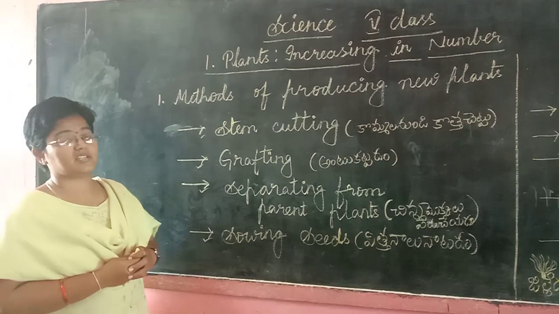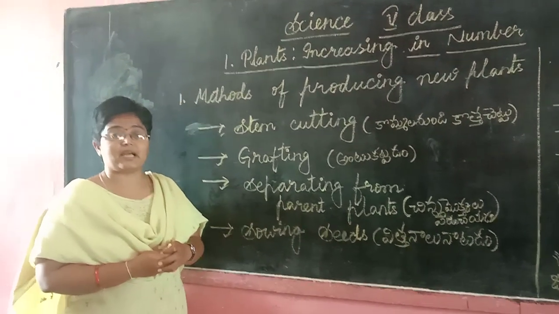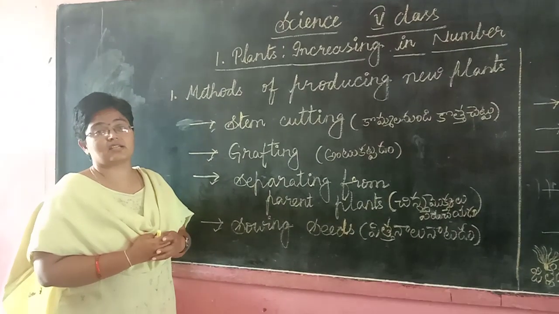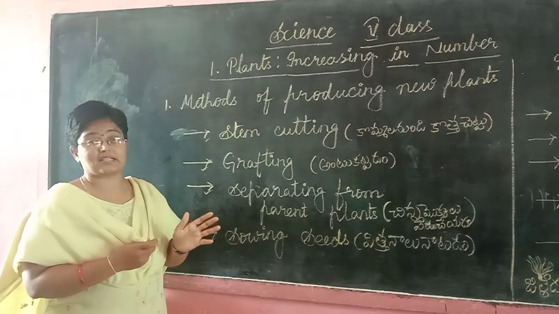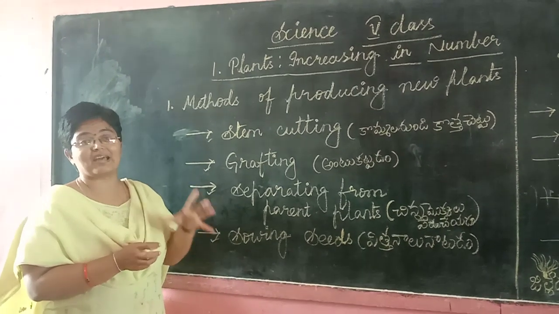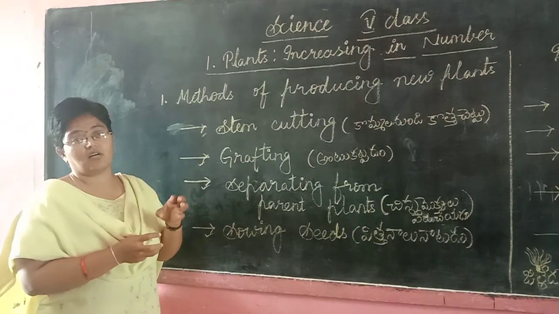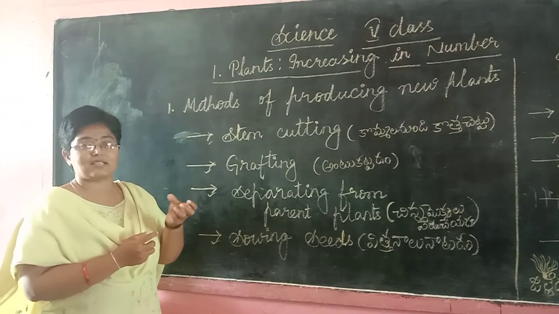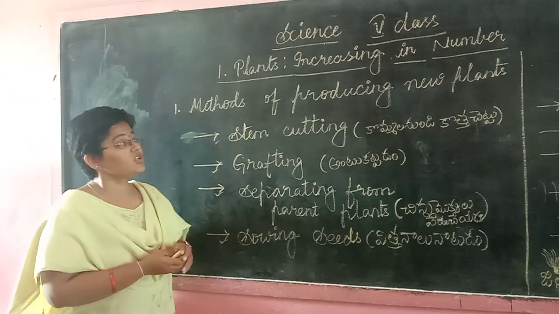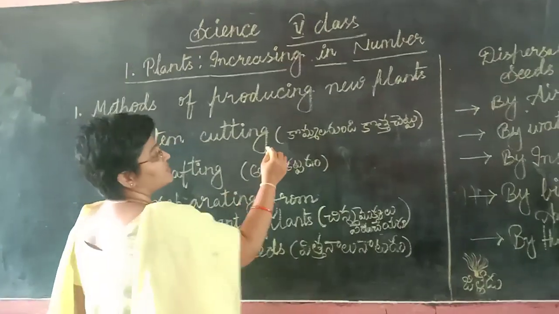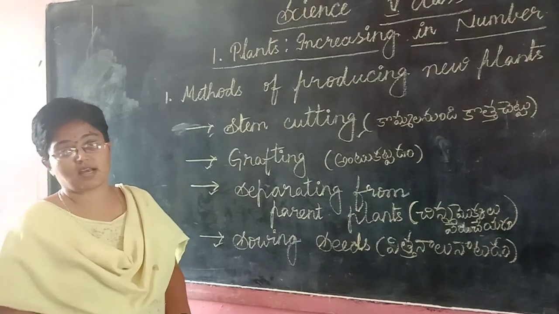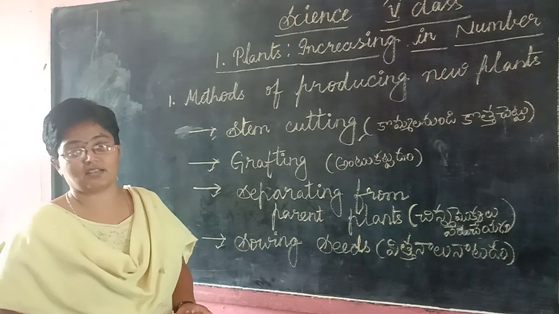Have you ever seen, children, in some of the plants in which we don't find seeds, we might be finding that some of the branches of the plants are bent and sown into the soil by keeping a rock or something, or applying some dung to the branch which is sown in the soil. So that is one of the methods which is followed in plants like rose, hibiscus, oleander and so on.